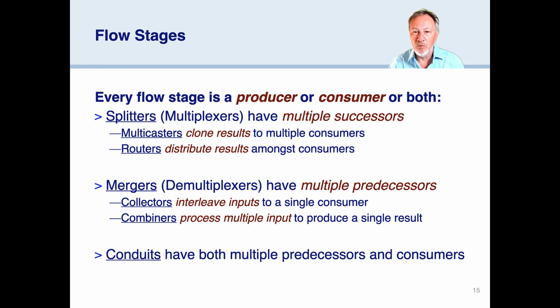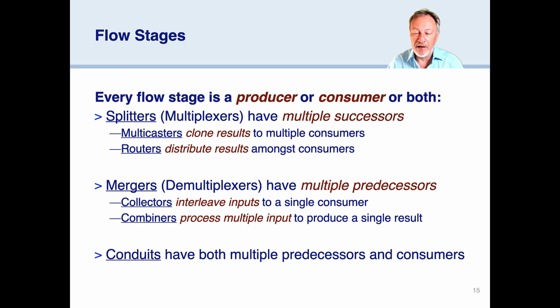So for example, we can have a splitter, which is a multiplexer, so it has multiple successors. For example, a multicaster will clone the results to multiple consumers, and a router, on the other hand, will take its inputs and distribute them to different possible consumers. So there are different ways of splitting.